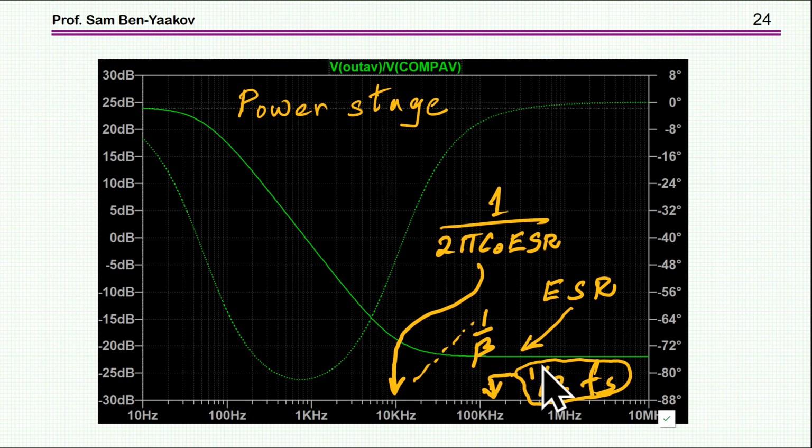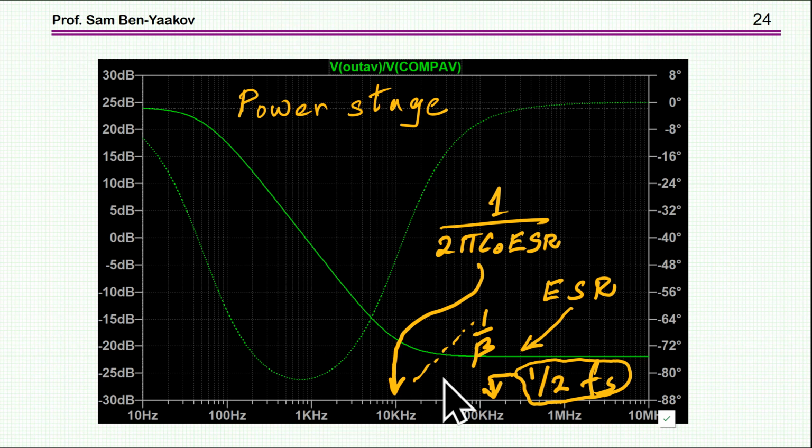And therefore, if the switching frequency is high enough, and it is 300 kilohertz, and half the switching frequency is 150 kilohertz, which is about here, I can actually close the loop at a much higher frequency than I had before. So the response would be much, much faster.